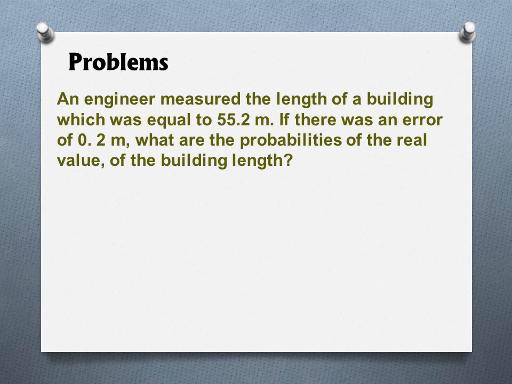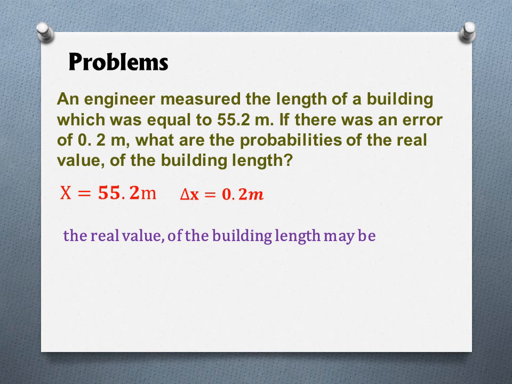Another problem: an engineer measures the length of a building which was equal to 55.2 meters. If there was an error of 0.2 meters, what are the possibilities of the real value of the building length? The measured value is 55.2 meters, the absolute error equals 0.2 meters, so the real value of the building length may be 55 meters as subtraction, or 55.4 as addition.